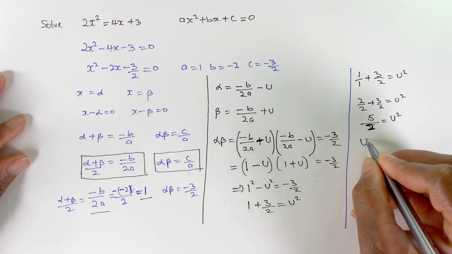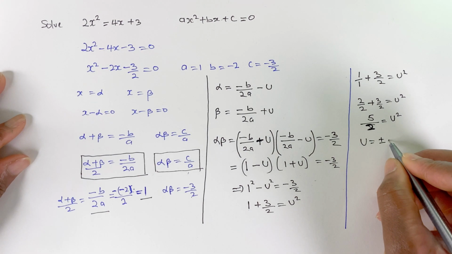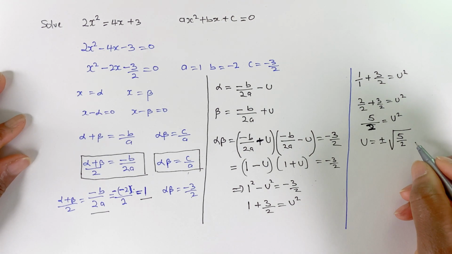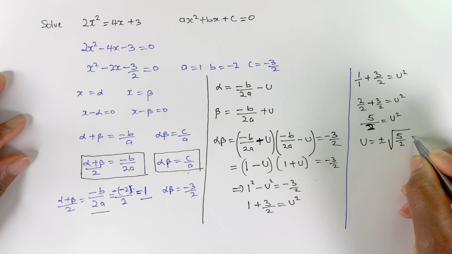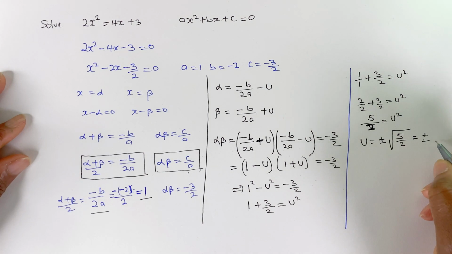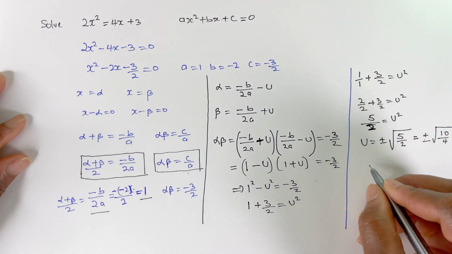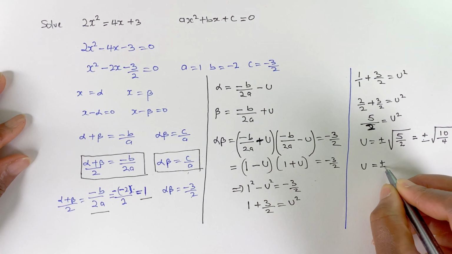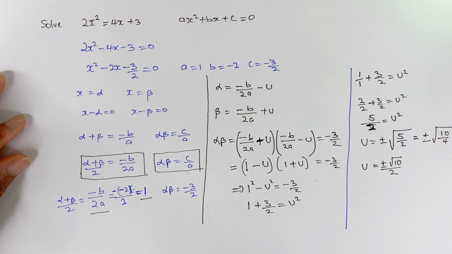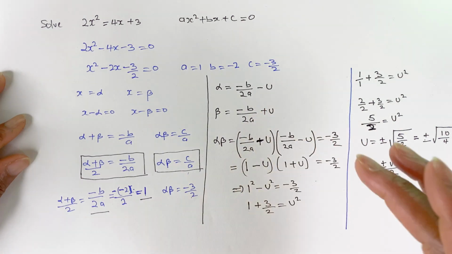Now that's u squared, so u will become plus or minus the square root of 5 over 2. But I could make it more exciting by multiplying the top and bottom by 2, and I get plus or minus the square root of 10 over 4. What's the square root of 4? That'll be 2. So I get u equals plus or minus root 10 over 2. So that's my u.